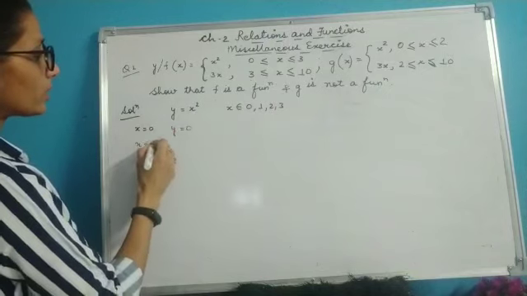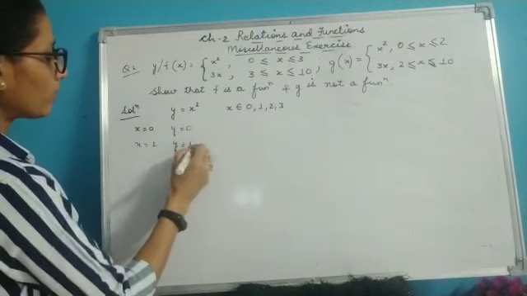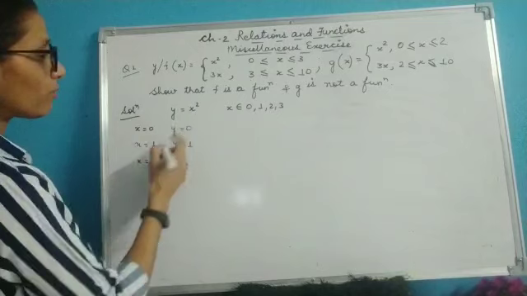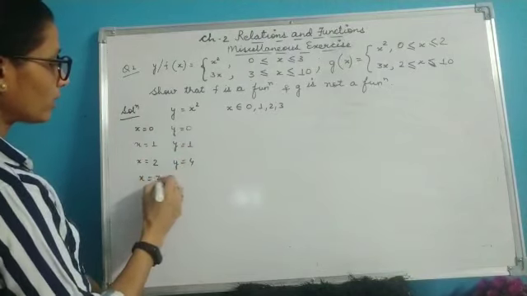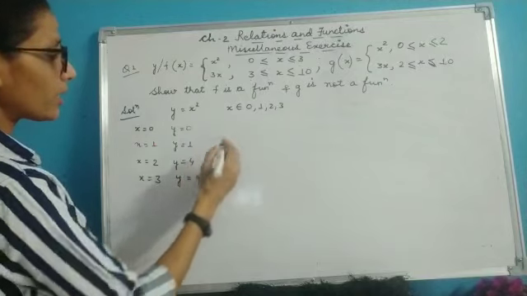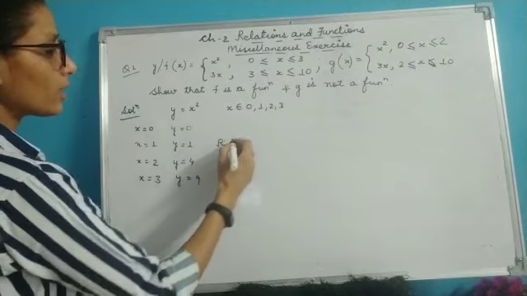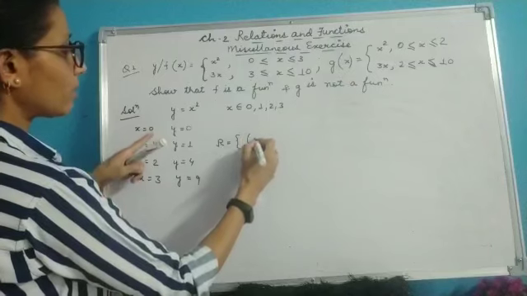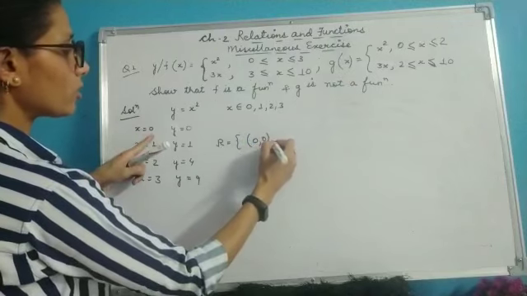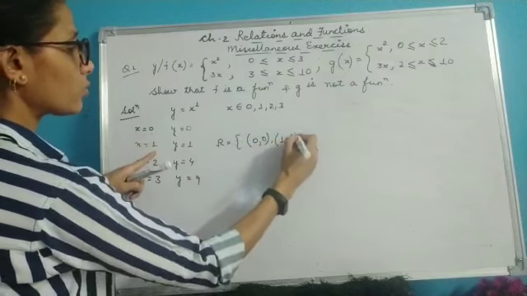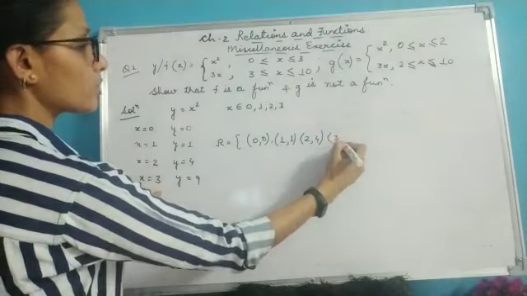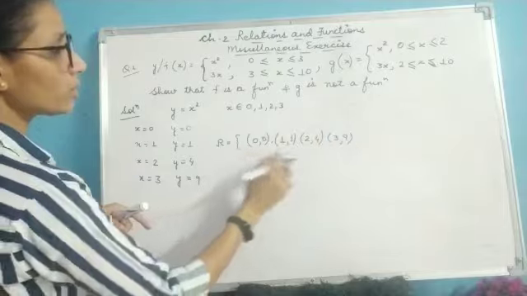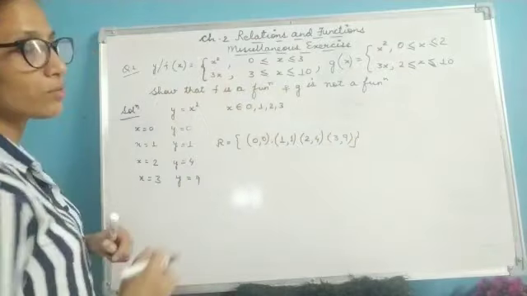If x is 1, then y will be 1. If x is 2, then y will be 4. If x is 3, then your y will be 9. I can write the relation like this. If x is 0, y is 0. X is 1, y is 1. X is 2, y is 4. And this is 3, 9. So this is the relation which I have got from this function.